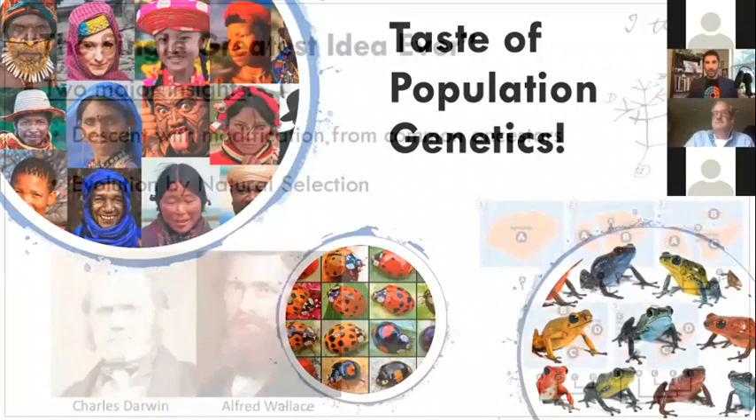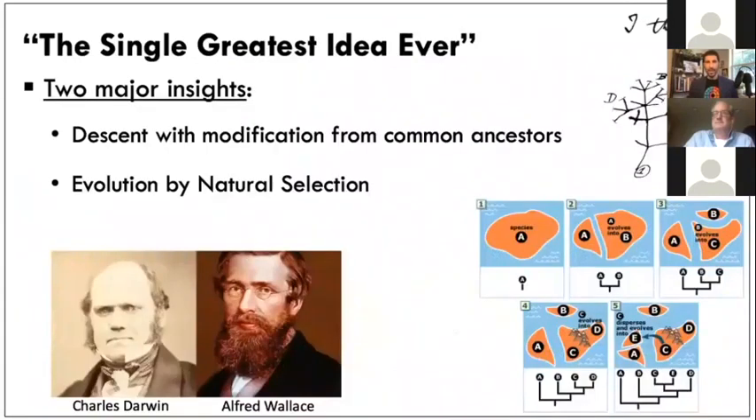My background is in evolutionary biology. The greatest idea ever is often said to be evolution by natural selection. And there are 2 major insights. There's descent with modification, which you can see in the top right corner there. That's the tree, the first ever phylogenetic tree scribbled down in a notebook by Darwin on the HMS Beagle in the 1830s. And the second insight was evolution by natural selection.